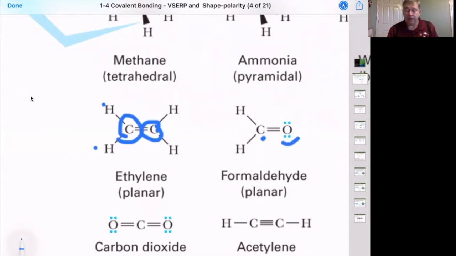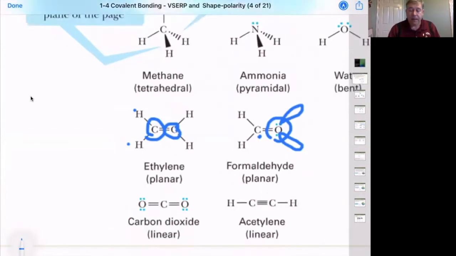Now this oxygen right here has 3 regions of electron density around it. It's only bonded to 1 atom, so there isn't a molecular difference here, but the electrons are going to be out here and here in that same trigonal planar configuration. That makes the net molecular shape in both of these cases planar.